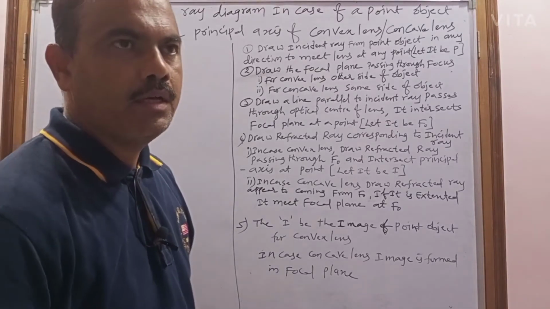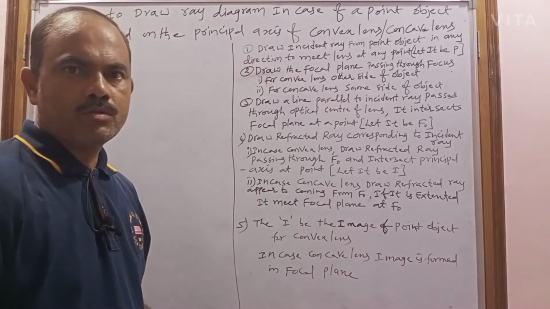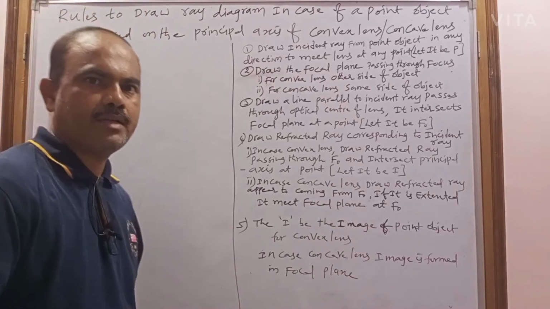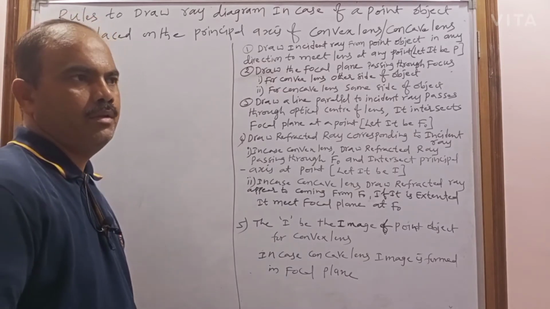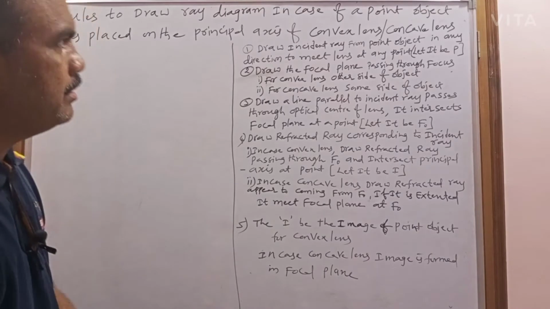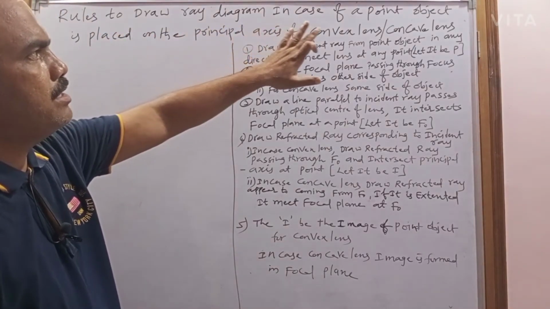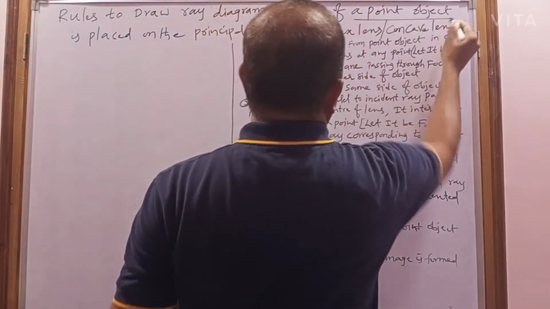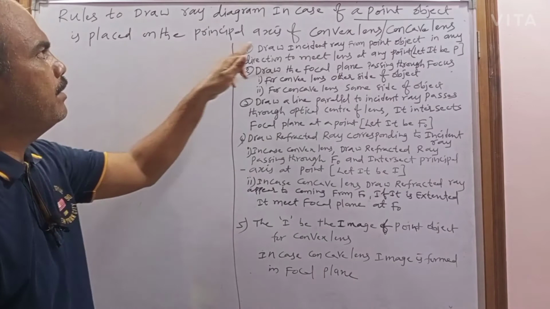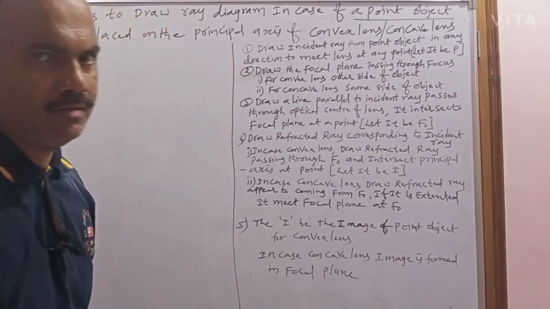Hello children and viewers. In the last class I explained the rules to draw a ray diagram of a concave lens, as well as the different types of images formed by a concave lens. Now my class is on the rules to draw a ray diagram in the case of a point object placed on the principal axis of a convex lens or concave lens.